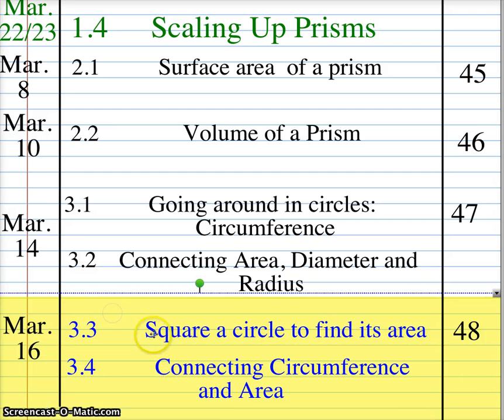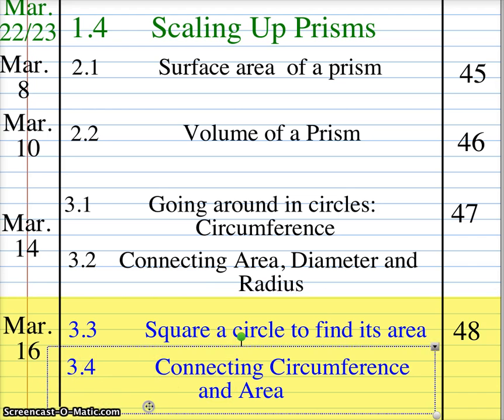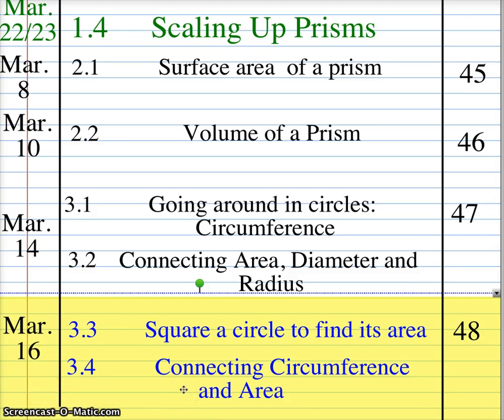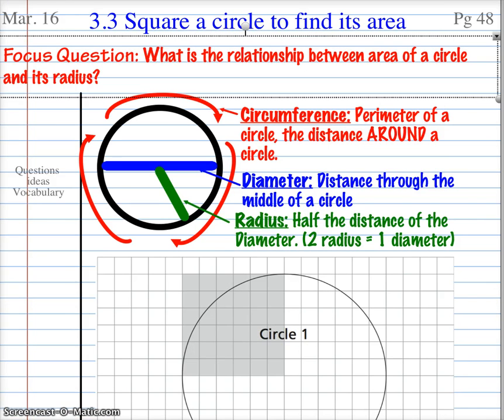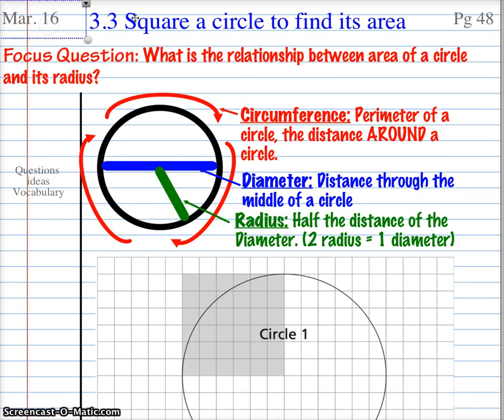So 3.3, square a circle to find its area. We're going to use squares to find the area of a circle. 3.4, connecting circumference and area. So how are circumference and area related? And that actually is your focus question. We're on page 48 in your notebook now, page 48. Okay. 3.3, square a circle to find its area.